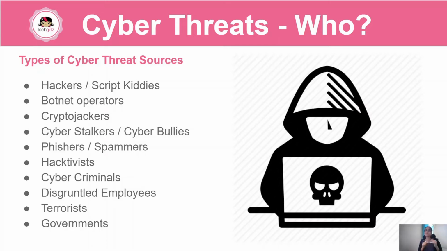That way, it's very difficult to reach him, because the attack always happens from where? The infected computer systems. So a botnet is basically a huge cluster of infected computers which can be used for attacking any other system. Then you have cryptojackers, who use other people's devices to mine cryptocurrency. You have cyber stalkers and bullies, phishers, spammers, hacktivists, cyber criminals, employees who are unhappy with their company, terrorists, and obviously the government is always watching us. So these are the different kinds of who in the cyber threat.